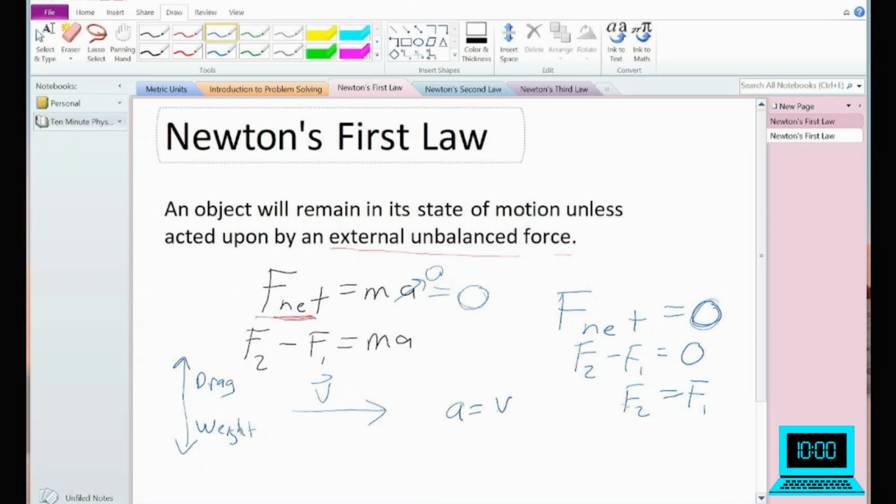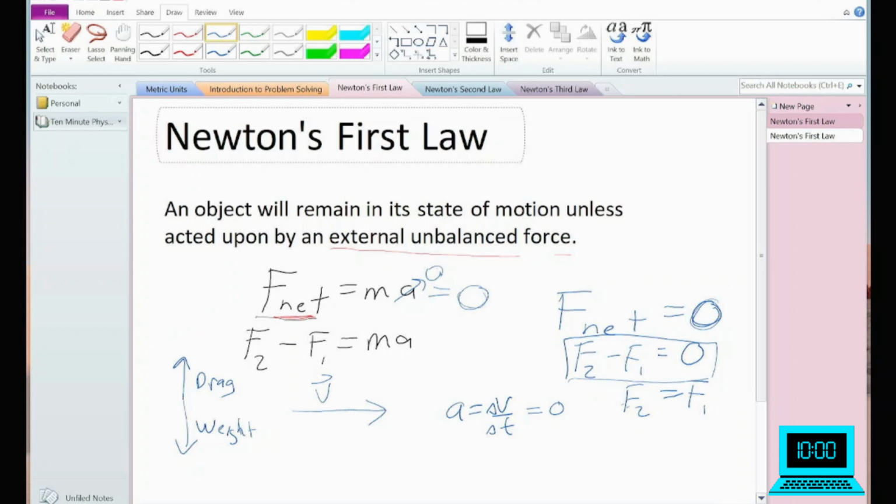Remember that acceleration is our rate of change of velocity. If the rate of change is 0, it's because the acceleration is 0. If the acceleration is 0, it's because these forces are equal to each other, and the net force is 0. So hopefully this kind of ties it all together for you.